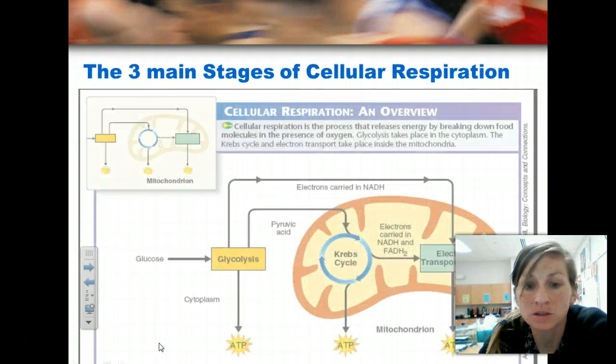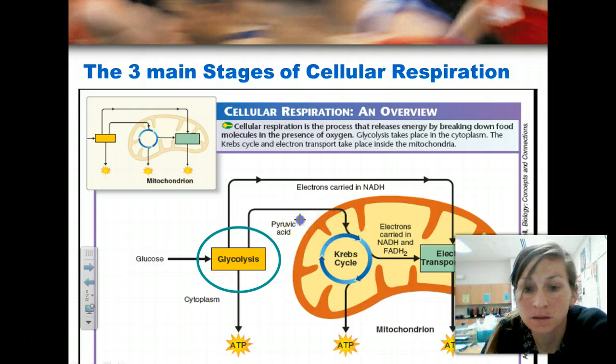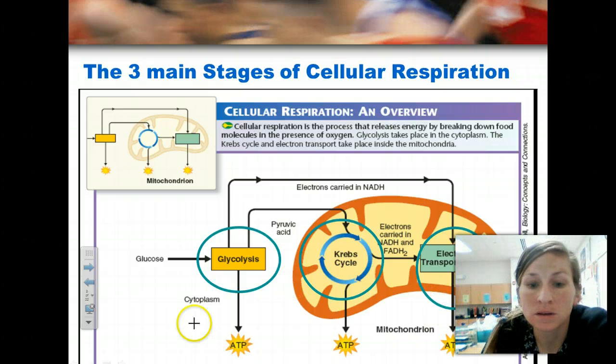The 3 main stages are shown here in this visual, and I don't think it would be a bad idea to go ahead and draw just a rough sketch of this picture. The first stage is glycolysis. The second stage is going to be the Krebs Cycle, and then the Electron Transport Chain is the 3rd stage. Please notice where these stages are happening. If you take a good look, we have glycolysis happening in the cytoplasm of the cell, and then the Krebs Cycle and the Electron Transport Chain are both happening within the mitochondrion.